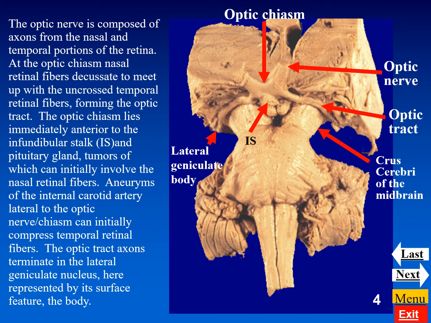A few little clinical points here is that very close to the area of the optic chiasm and just posterior to it, we have the infundibular stalk that leads to the pituitary gland, and tumors of either one of those structures can impact those decussating fibers at the level of the chiasm. Just lateral to the optic nerve, optic chiasm, and optic tract region is the internal carotid artery, and an aneurysm of that structure could certainly impact the visual pathway.